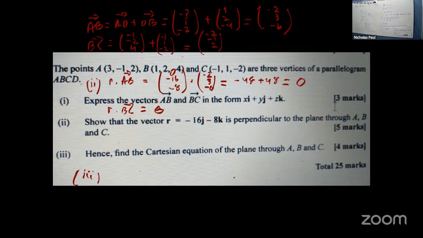N is AB cross BC. So N will be AB cross BC. And it's what? AB cross BC.